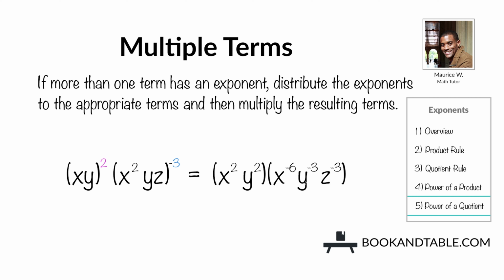Z to a power of negative 3 is negative 3. So after you distribute the initial exponents, then you can multiply the resulting terms.